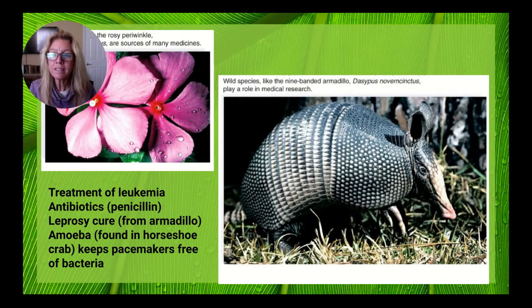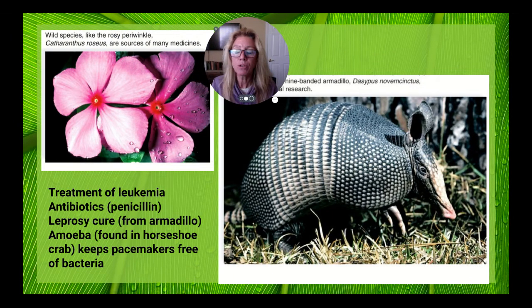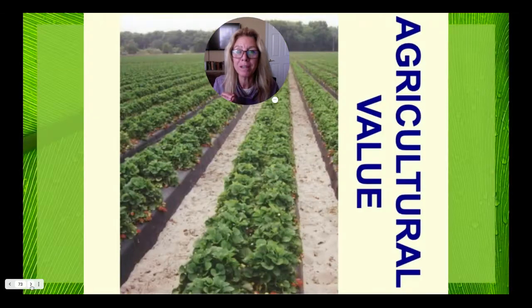So, for instance, some examples, here we go. Treatments for leukemia, especially childhood leukemia, antibiotics like penicillin. A human leprosy cure was discovered from an armadillo. An amoeba was found that keeps pacemakers free of bacteria. So on your notes, I gave you all of those examples. I think the only thing you don't have is based on the past rate of discovery, maybe about $147 billion in value. You want to fill that in. And then I gave you all of those examples. So that is direct value number 1, medicinal, why you would want to maintain biodiversity.